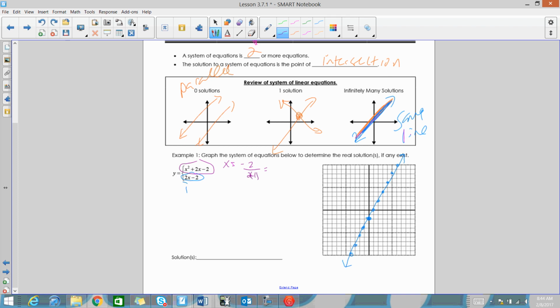So negative 2 over 2 times 1 is 2, so it's negative 1. So my vertex is negative 1 comma something.